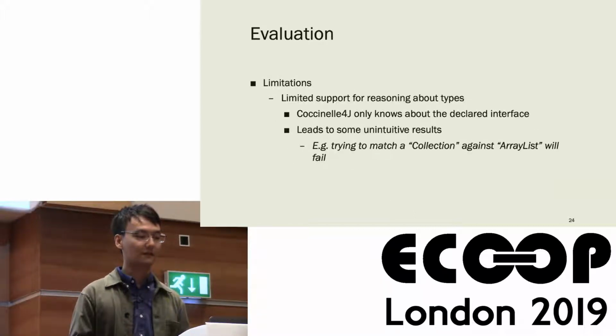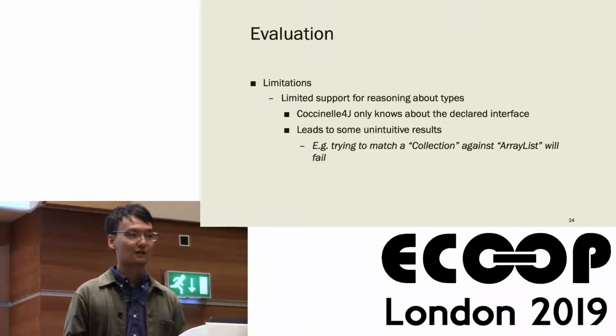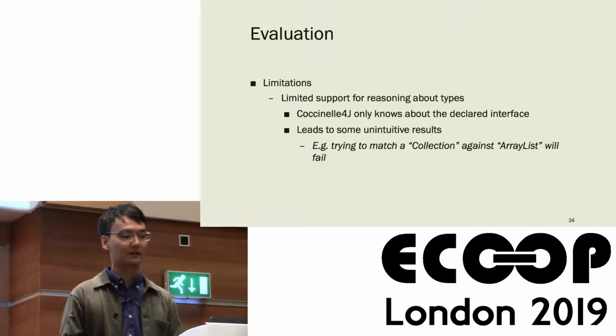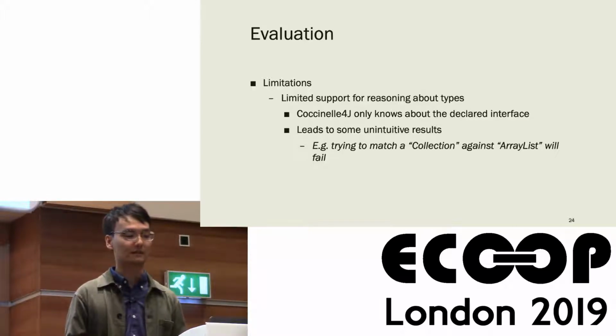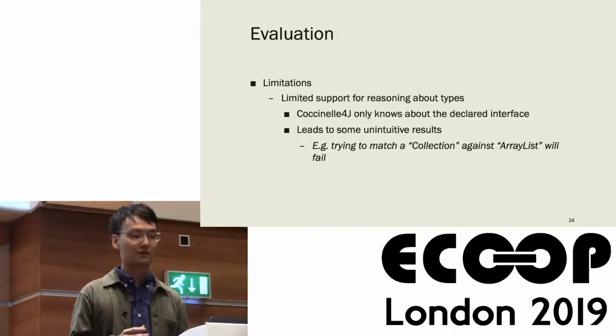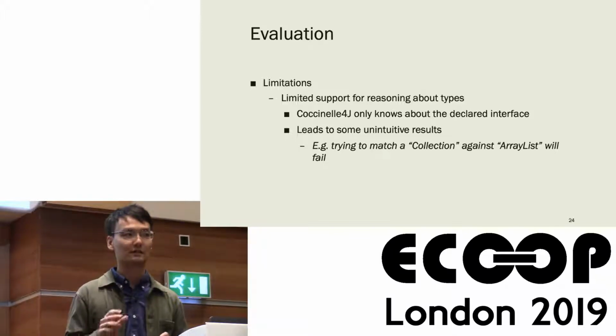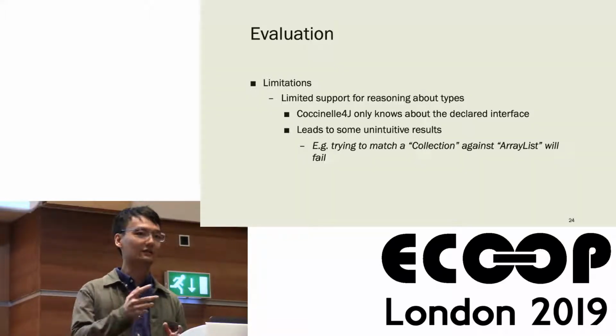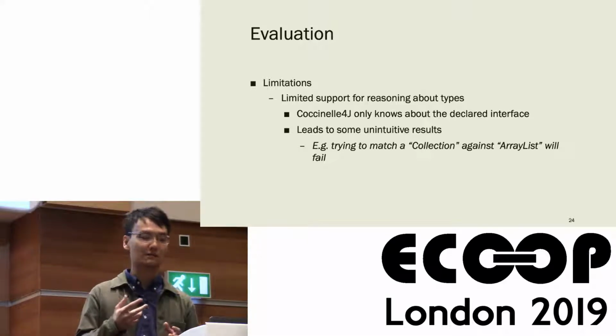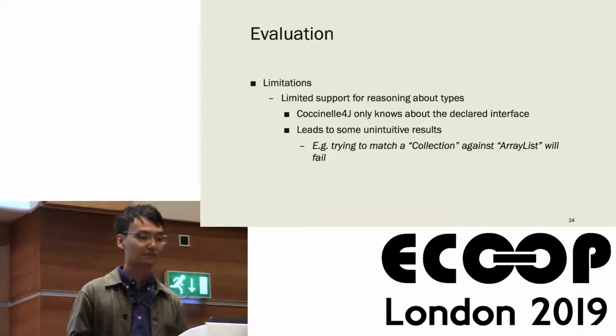However, we also observe several limitations with Coccinelle. Right now there's only limited support for reasoning about types, and this leads to some unintuitive results sometimes. For example, if you specify a collection in your semantic patch, it will not match against use of array list, because when Coccinelle 4J is trying to apply the transformation, it is not aware that an array list is a collection. However, this is usually not a problem for us because, as described earlier, usually array lists are declared with list. So if you change a semantic patch to use list instead, then it would match.